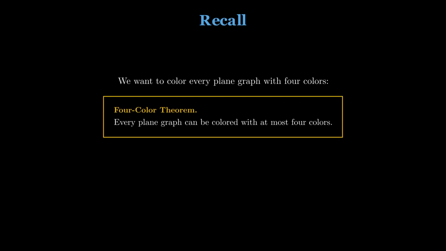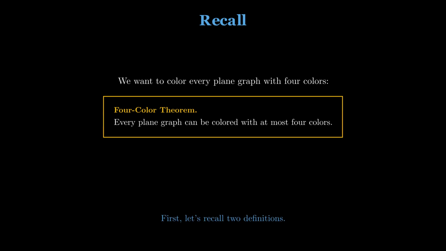In this video, we look at Kempe's attempt to prove the four-color theorem. It was believed correct for over a decade until Heawood found a flaw. We will see exactly where it breaks down. We want to color every plane graph using only four colors. This is the four-color theorem. Every plane graph can be colored with at most four colors.